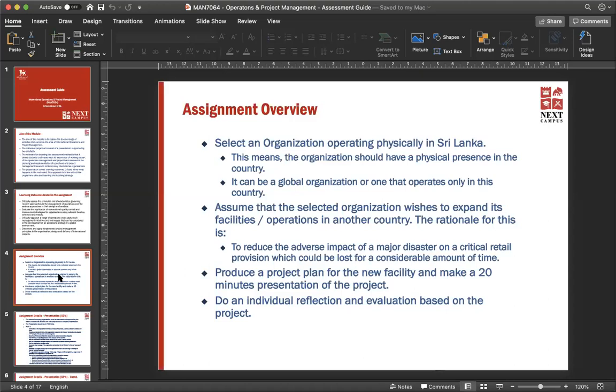But for those who have still not identified or selected an organization, and have not filled that form and uploaded it to the Moodle, I would advise you to do it as soon as possible, because that would be in your best interest. Otherwise, you might struggle later on, because you should know exactly what the expectations of the assessment are, and that can only be done if you first identify the organization.